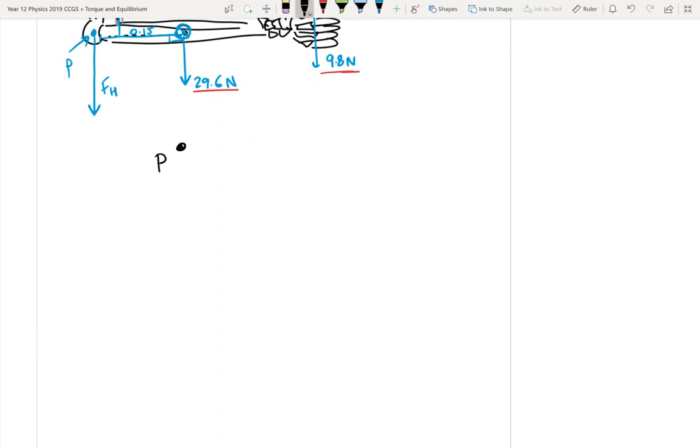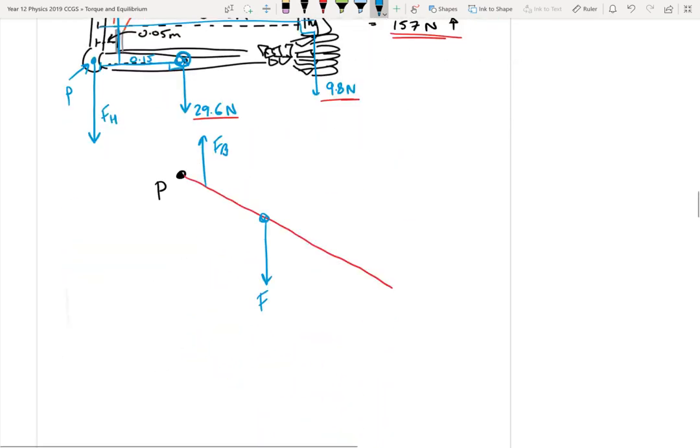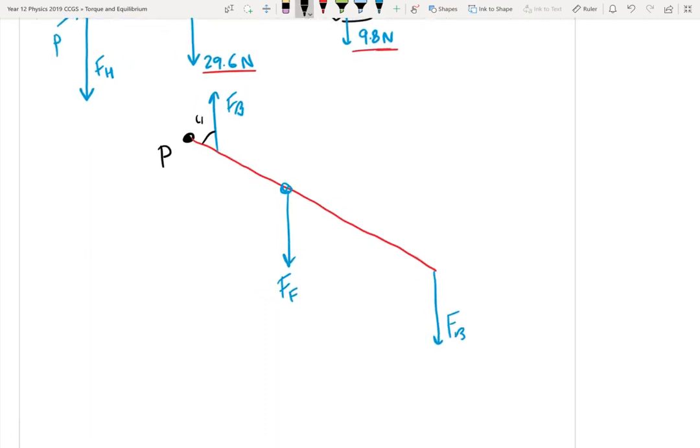Here is my pivot. Here is the line of action about which my bicep acts, F bicep. My forearm acts, F forearm. And then the F of our mass. So if I was to drop this by 45, then this angle up here becomes 45, this angle becomes 135, and this angle becomes 135.